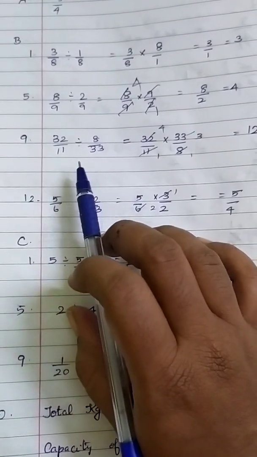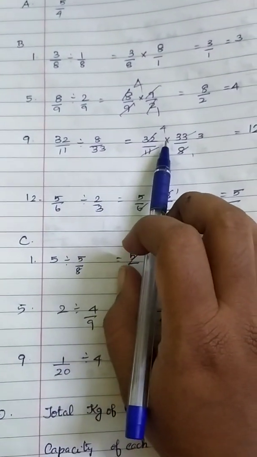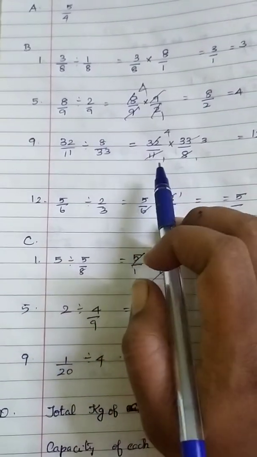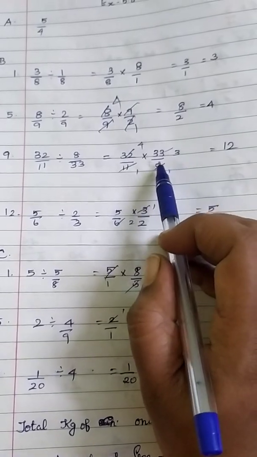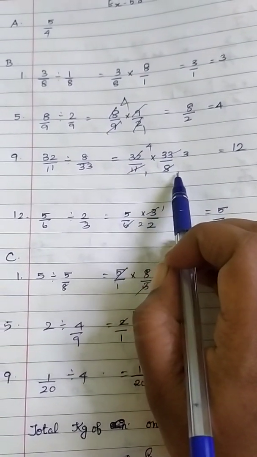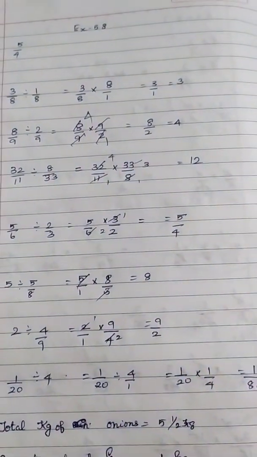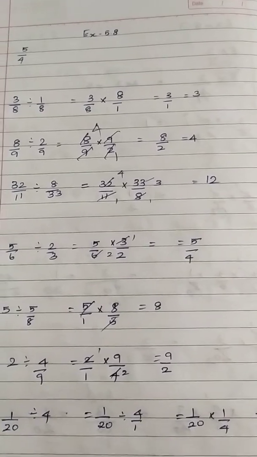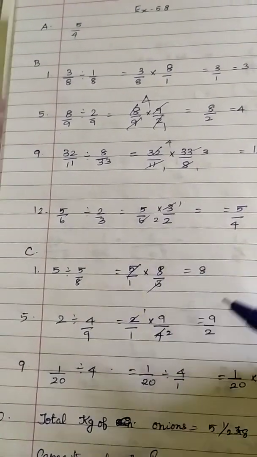Ninth problem, 32 by 11 divided by 8 by 33. Division changed to multiplication symbol, and 8 by 33 written as 33 by 8. 11 table, 1 11 is 11, 3 11s are 33. So in the numerator you have 32 and denominator 8. 8 table, 4 8s are 32. Now you have in the numerator 2 numbers, 4 and 3. So multiplying 4 into 3, 4 3s are 12. Your answer is 12.